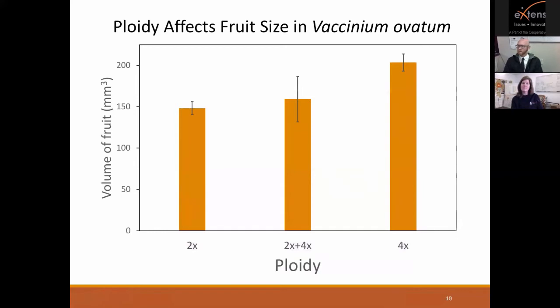Similarly, this is some more work from Vaccinium ovatum, or evergreen huckleberry. On the far left is the diploid, the wild type, unimproved form, and you can see the fruit volume is about 150 cubic millimeters. In our tetraploid, this is essentially an unselected population, so we haven't even selected among the highest or the largest fruit yet. But we've increased the volume to 200 cubic millimeters simply by doubling chromosome number. So it does hold big potential for improving some of these small fruits, I think.